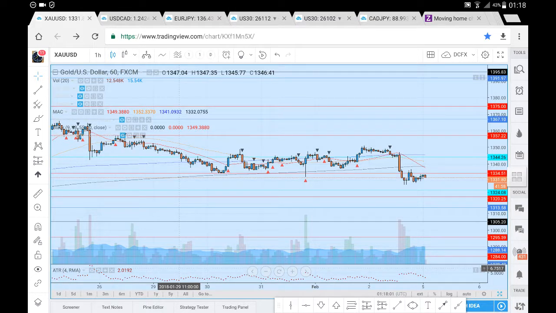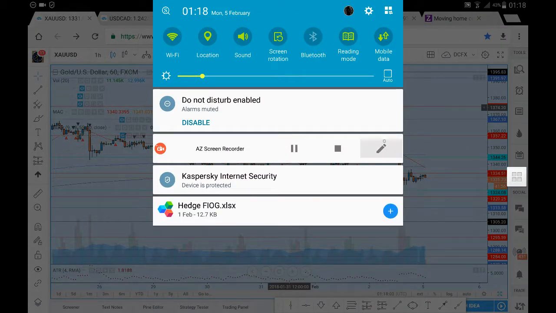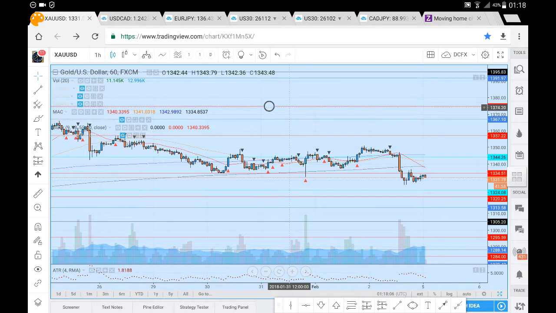So this is the XAUUSD analysis for Monday the 5th of February. Now let's have a look at what happened in prices and where prices may likely go.